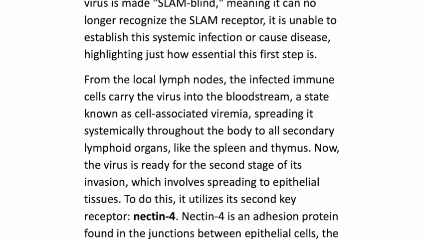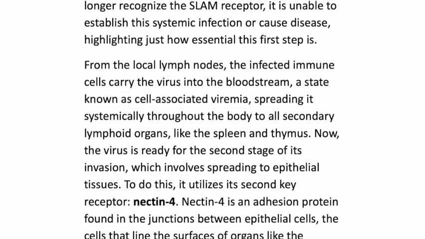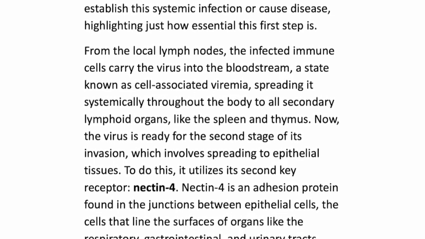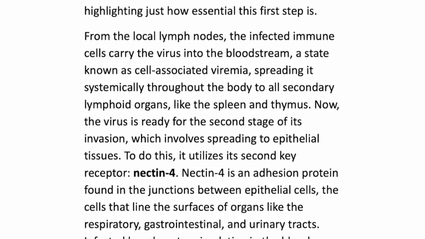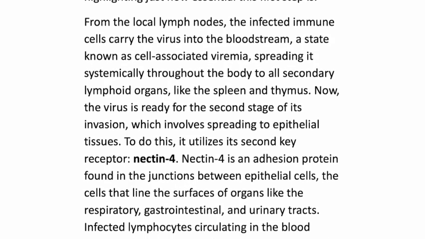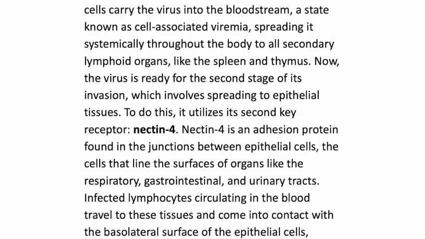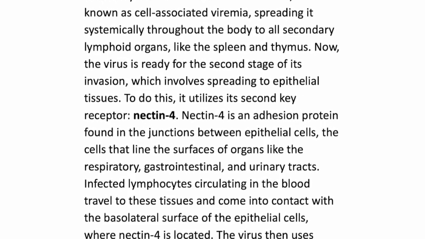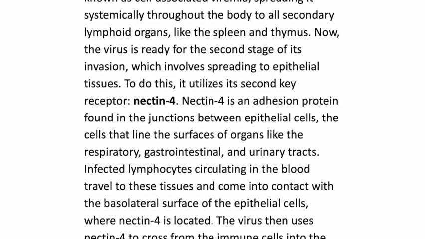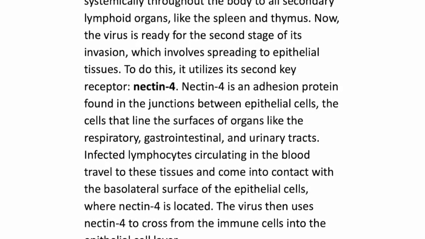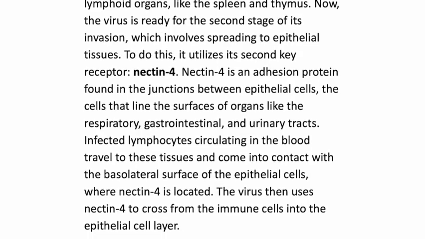From the local lymph nodes, the infected immune cells carry the virus into the bloodstream, a state known as cell-associated viremia, spreading it systemically throughout the body to all secondary lymphoid organs, like the spleen and thymus. Now, the virus is ready for the second stage of its invasion, which involves spreading to epithelial tissues. To do this, it utilizes its second key receptor, Nectin-4.